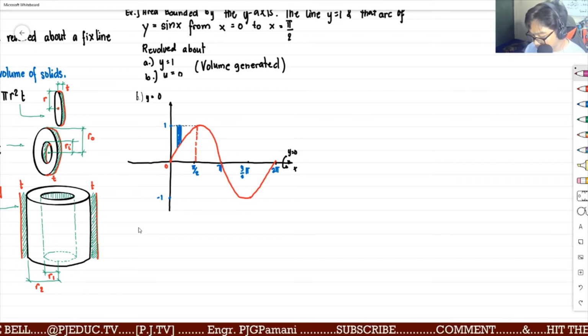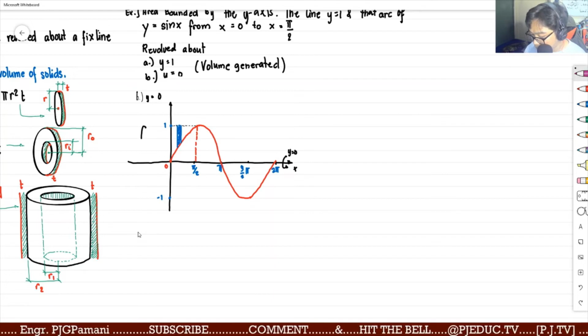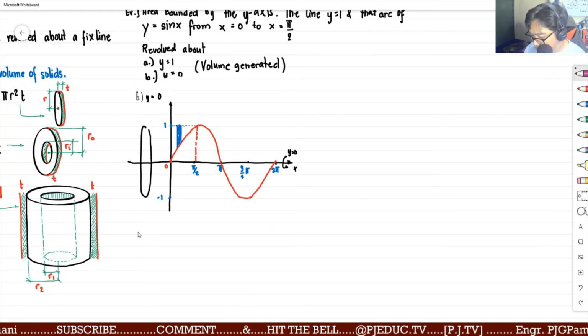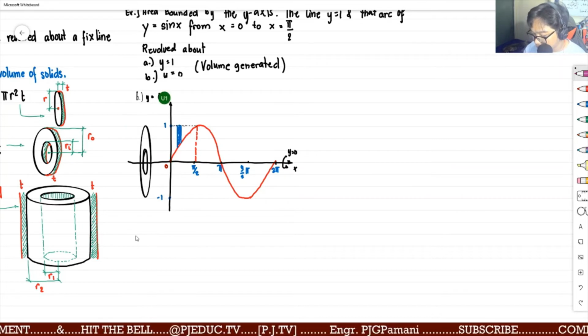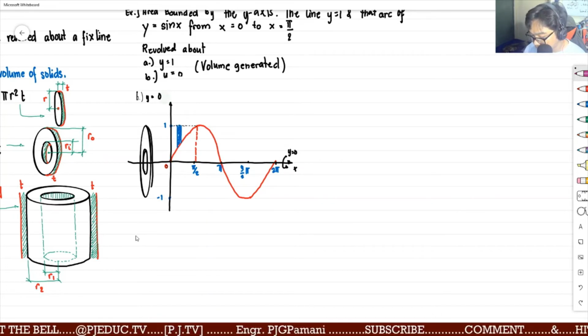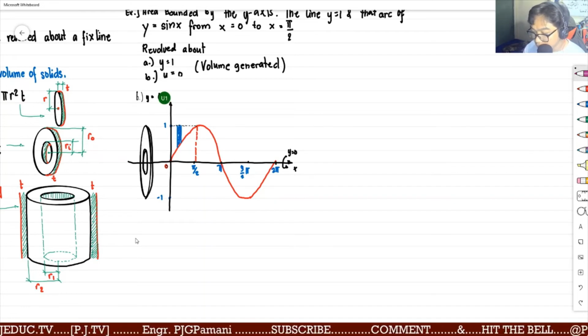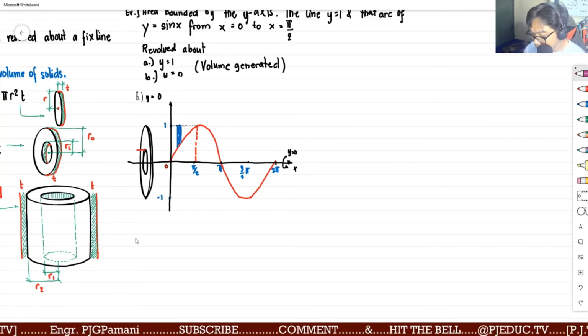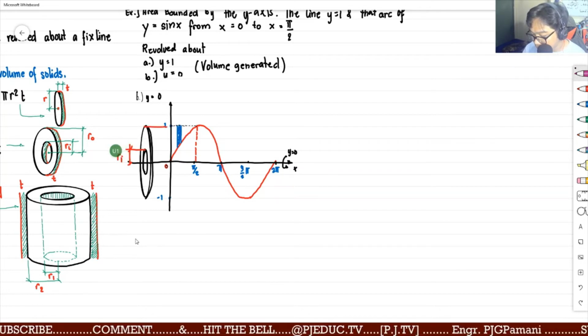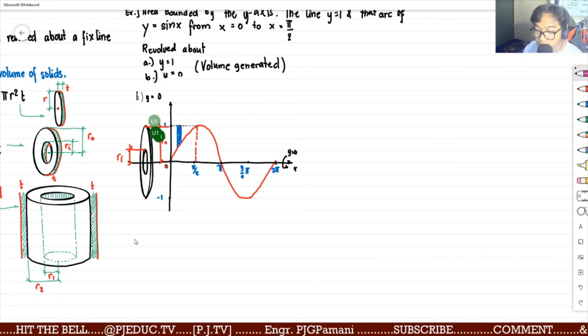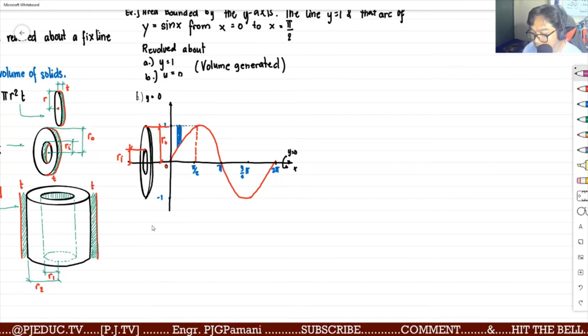Okay? So, kung dalawang radius, at yan naman ang ating concern, let's try using ring and washer method. Okay? Okay. So, dalawa ang ating radius. This will be our inner radius, and this will serve as our outer radius.